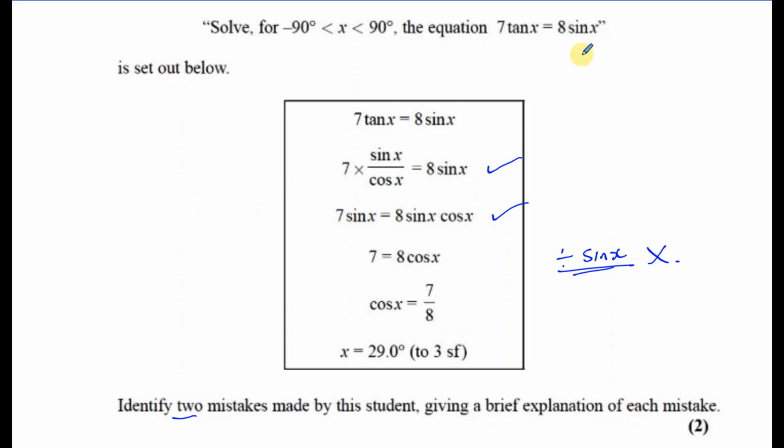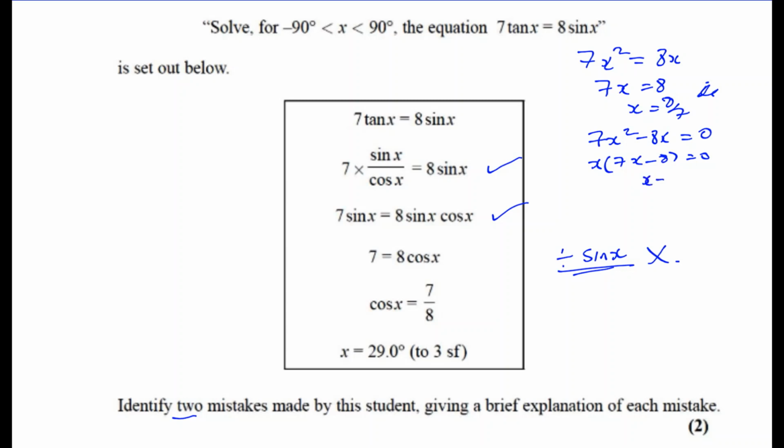It's like when you have, for example, 7x squared equals 8x, and you want to solve this equation. If you divide both sides by x, you're going to end up with 7x equals 8 and x equals 8 over 7. But you've lost one solution, because if you'd done 7x squared minus 8x equals 0 and then taken x as common, then you'll have x times 7x minus 8 equals 0. You see you have x equals 0, that's one solution, and x equals 8 over 7, that's another solution.